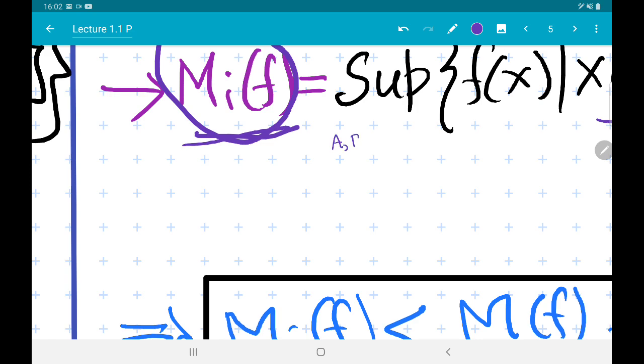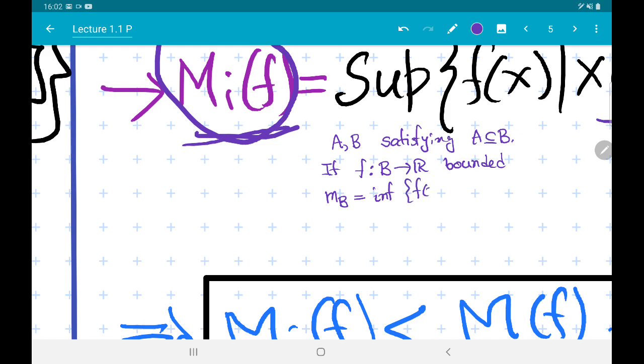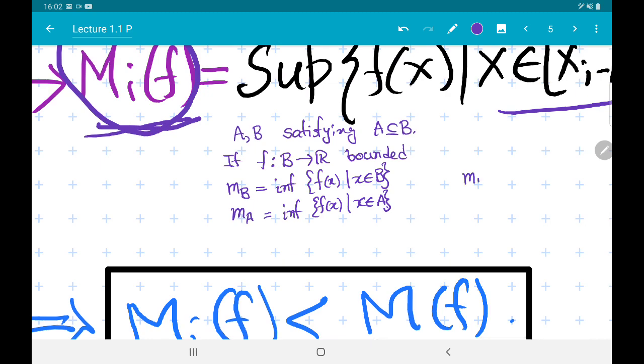Suppose I have two sets A, B satisfying the condition that A is a subset of B. If f is a bounded real valued function, and I define small mb to be the infimum of f(x) as x belongs to B, and small ma as the infimum of f(x) as x varies inside the set A, then we will see that mb is less than or equal to ma.